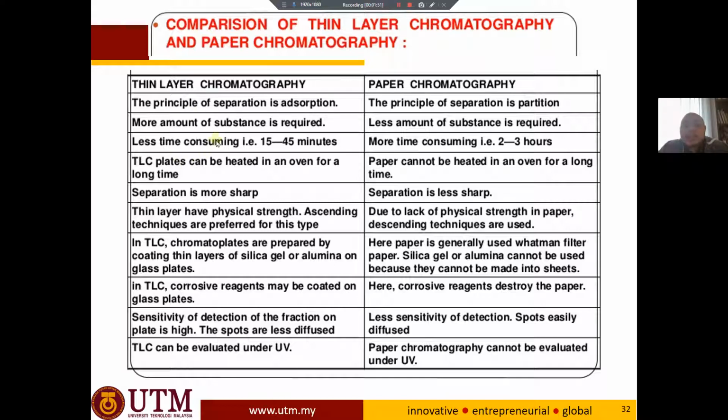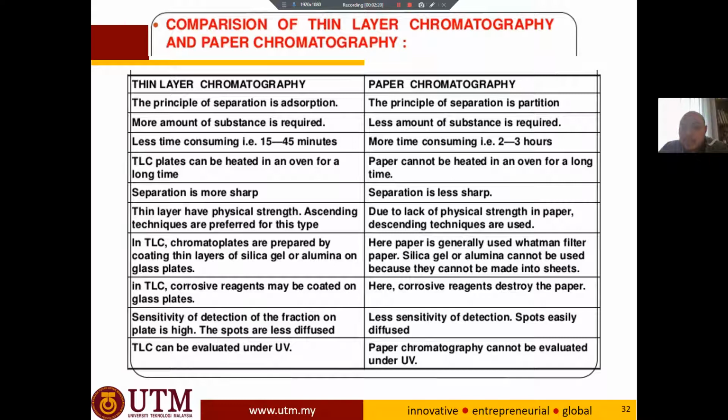For thin layer chromatography, the processing of one TLC plate is much faster compared to paper chromatography. It may take minutes or even hours, but it is actually faster than paper chromatography. I have performed a TLC which took hours because my TLC plate was longer, more than 30 centimeters, so it took longer.